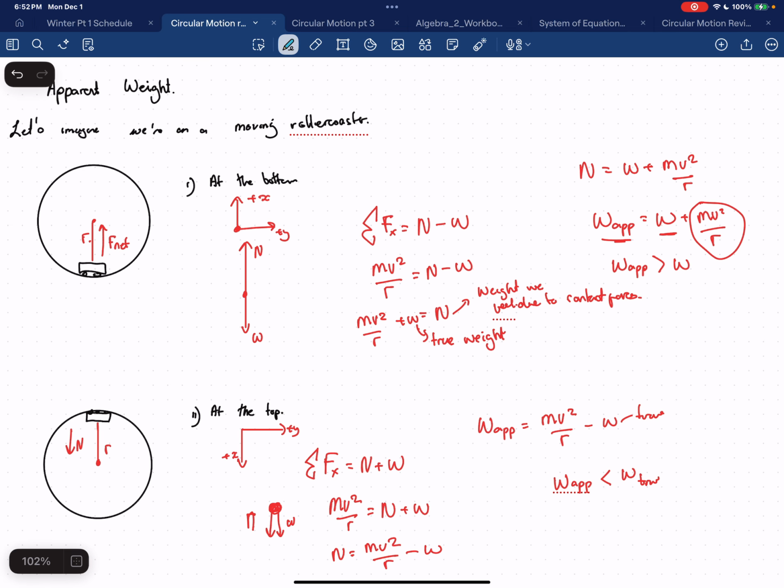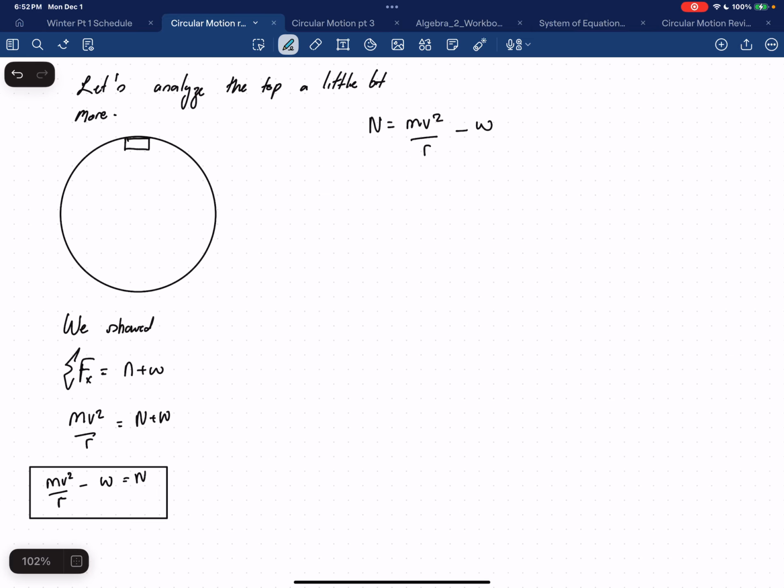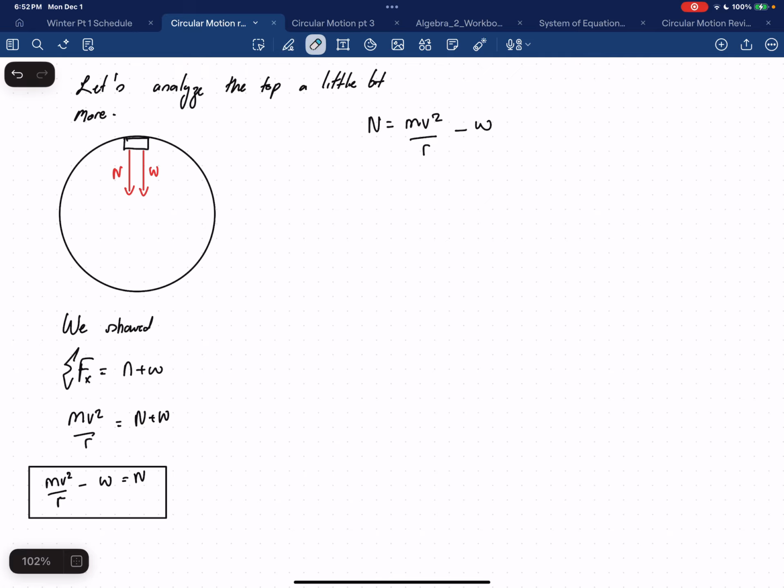Anyway, let's analyze the top a bit more. Just to reiterate, here I'm putting our forces on this for clarity. It's not a free body diagram, but it's close to it. And this is our radius. So we showed that at the top, N is equal to mv squared over r minus weight.